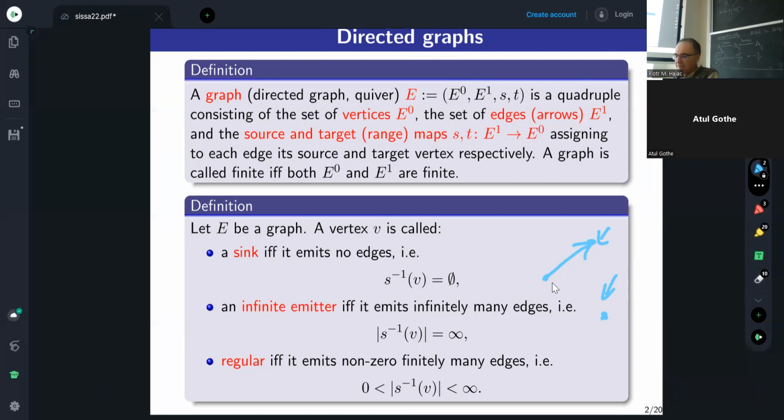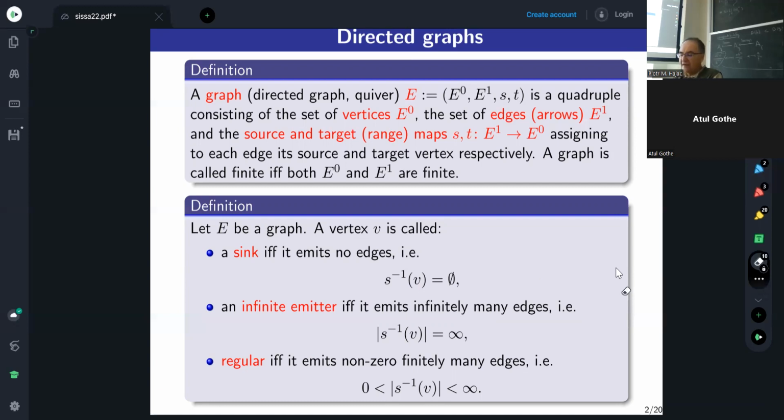Now, that's kind of clear, and I can just write it down formally. A vertex is a sink if the preimage of the source map is the empty set, so it does not emit an edge. Of course, you can say symmetrically what a source is, but it's not as important because the definition of a graph C*-algebra is not symmetric. Now, an infinite emitter is a vertex which, of course, emits infinitely many edges. And this is extremely important.